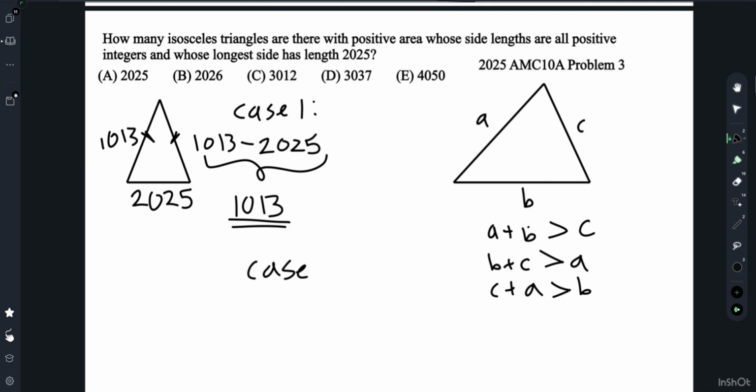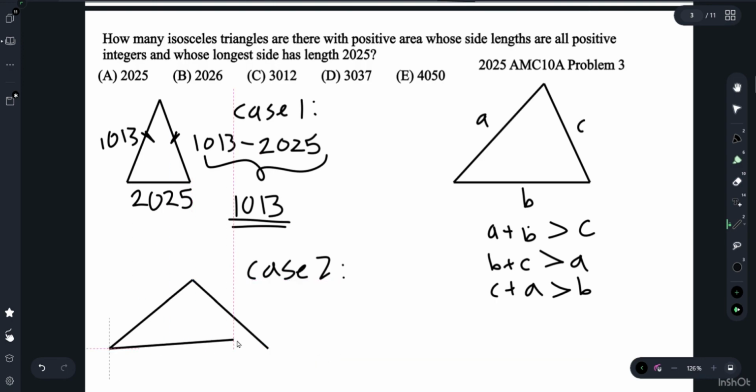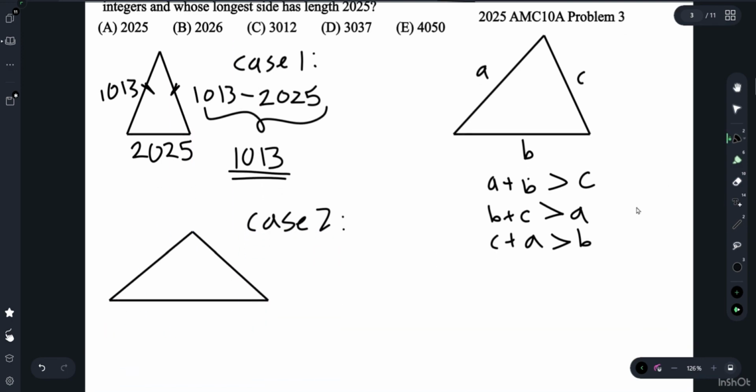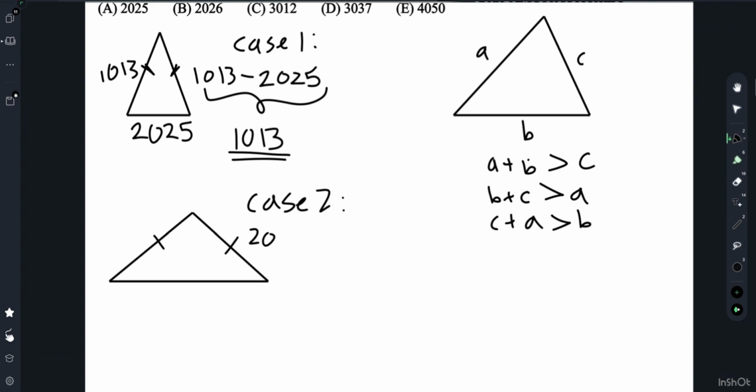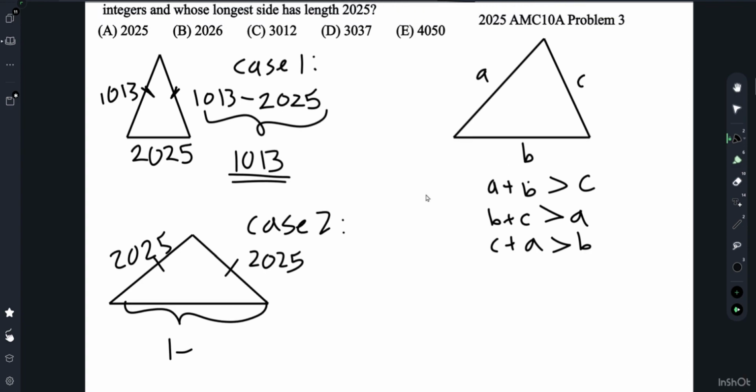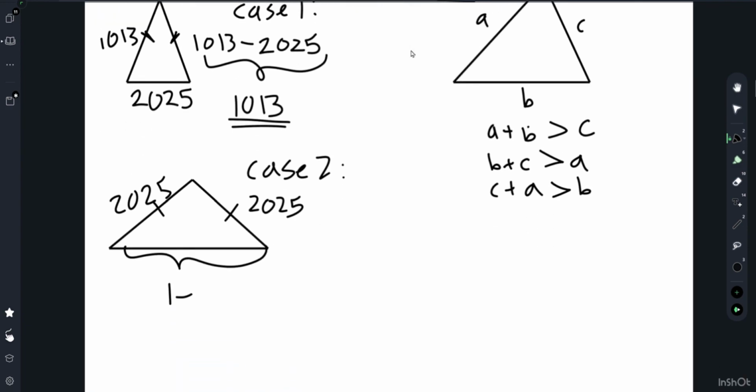Let's take case 2 down here. Case 2 is if we have an isosceles triangle, but instead of 2025 being the other side, we have the two equal sides both be 2025. Well, using our triangle inequality theorem, the minimum for this length down here would be 1. Well, I mean 1 plus 2025 is greater than 2025, and so it works. And the largest value, again, would be 2025, because it can't be larger than that, or else it wouldn't be the longest side length anymore.